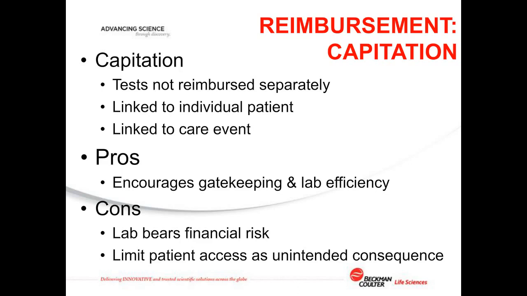The pros to a system like that is that they actually do encourage gatekeeping and lab efficiency, because the amount of money you have available to you is limited, and you will typically therefore want to not do excess testing. The cons, of course, is the lab bears the financial risk. If for some reason you end up having to do much more testing than the capitation model predicted, you may actually lose money. And it is also possible that the system may limit patient access as an unintended consequence.